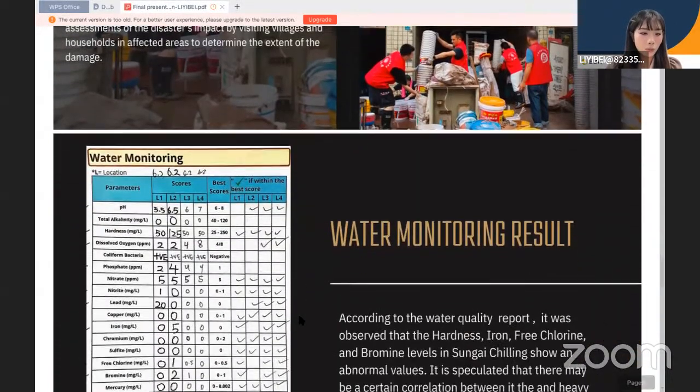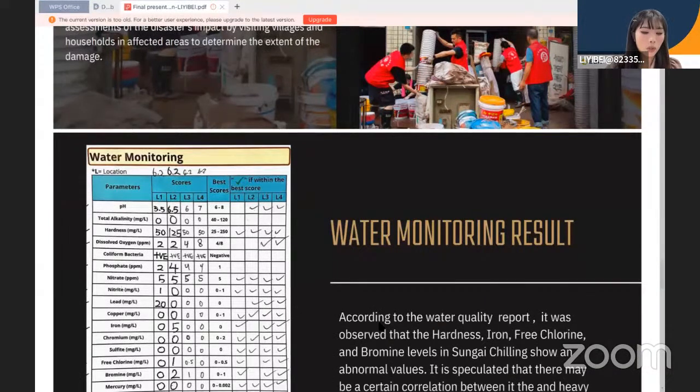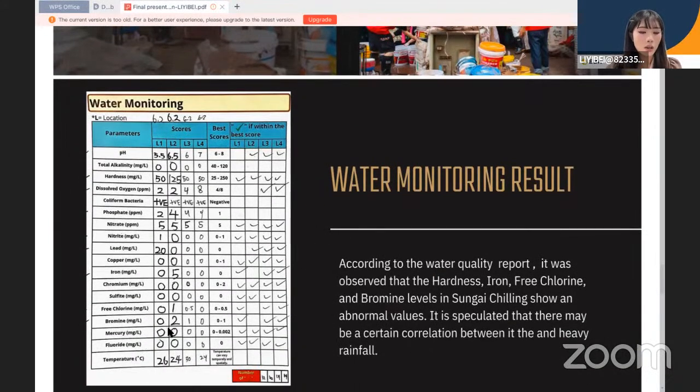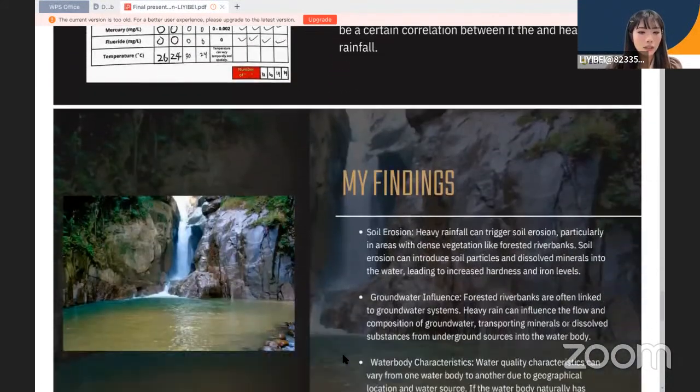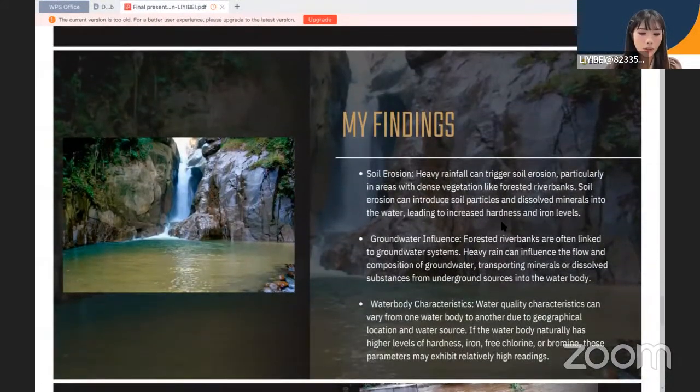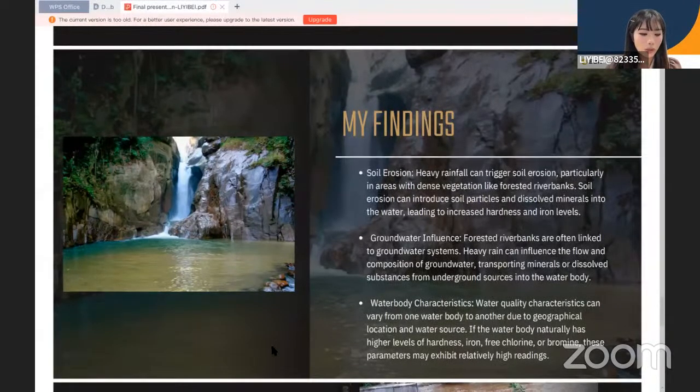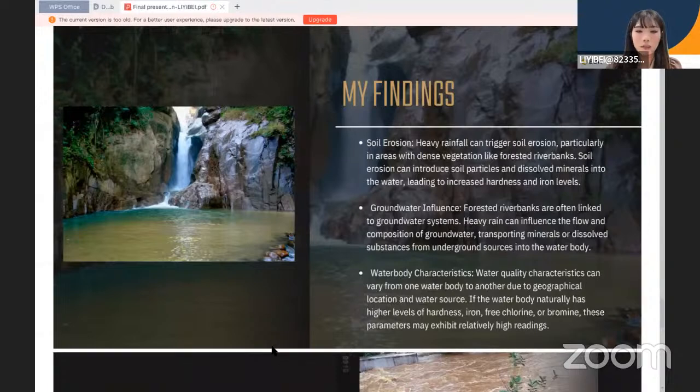In my fieldwork, I found the water quality report highlighted abnormal levels of hardness, iron, fluoride, and bromine in Songhai Chilling. So it is speculated that heavy rainfall can play a significant role in this. Soil erosion triggered by heavy rainfall can introduce soil particles and dissolve minerals into the water, leading to increased hardness and iron levels.